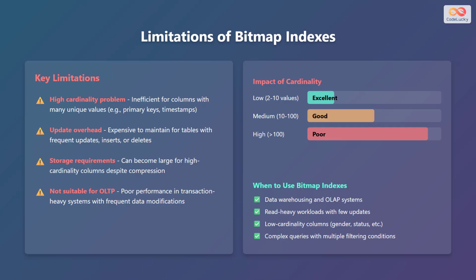As shown in the cardinality chart, bitmap index is excellent if the number of values is 2 to 10, good if the number of values is 10 to 100, and poor if it is more than 100. The ideal use case for bitmap indexes is for data warehousing and online analytical processing systems, for read-heavy workloads with few updates, for low cardinality columns like gender, status, and so on, and for complex queries with multiple filtering conditions.